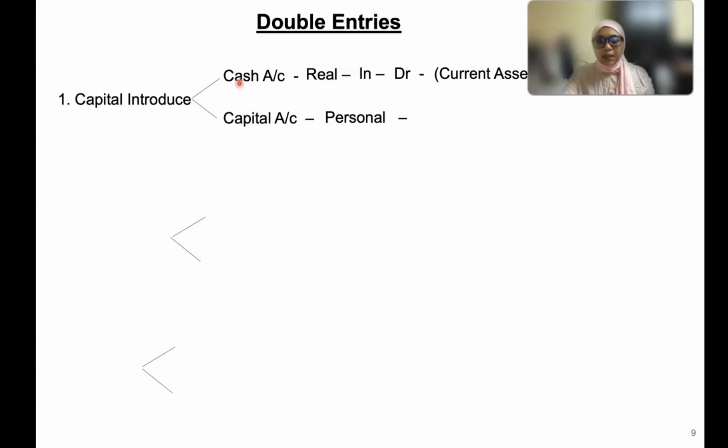And the personal capital, you have to think: is it related to the owner or not related to the owner? Capital is a personal, owner related account, so we will record it in the credit side. Okay, so how are we going to consider capital introduced? We will open a cash account and a capital account.